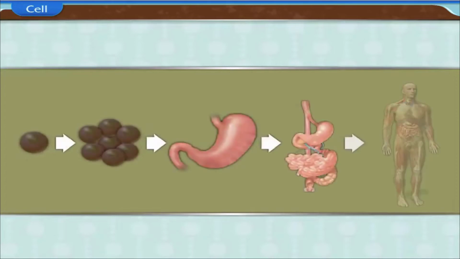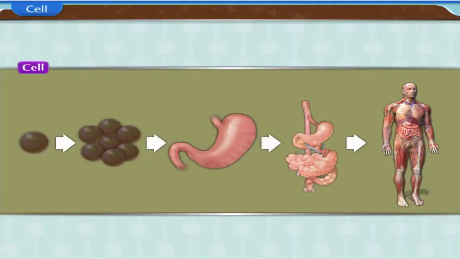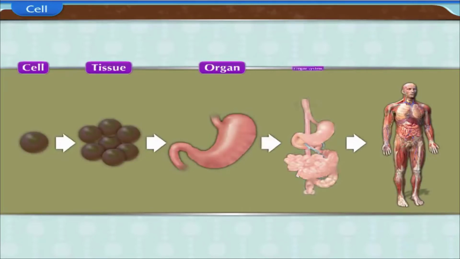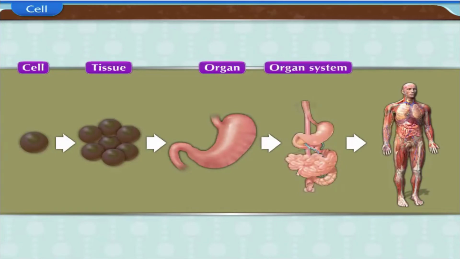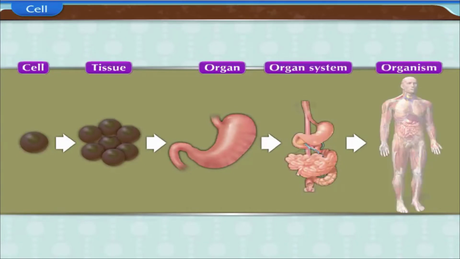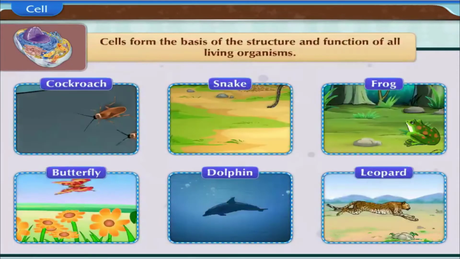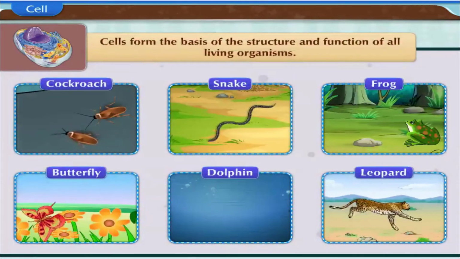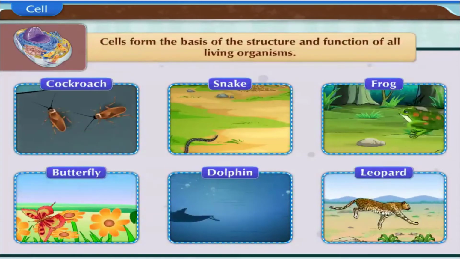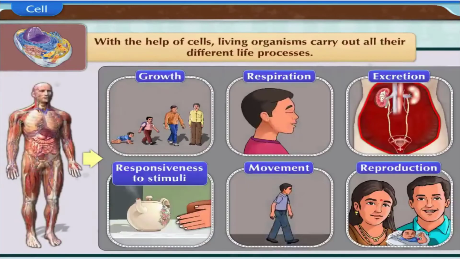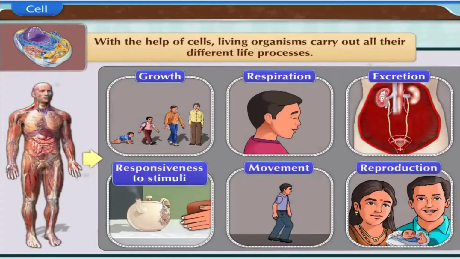Unlike the textbook, there are organizational levels in living organisms too. These are cells, tissues, organs, organ systems, and finally, the entire organism. Cells form the basis of the structure and function of all living organisms. It is only with the help of cells that living organisms carry out all their different life processes.